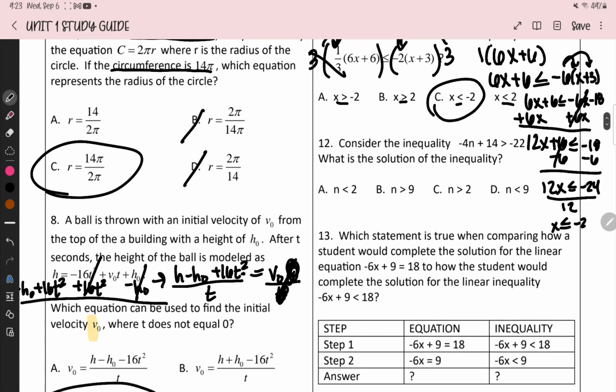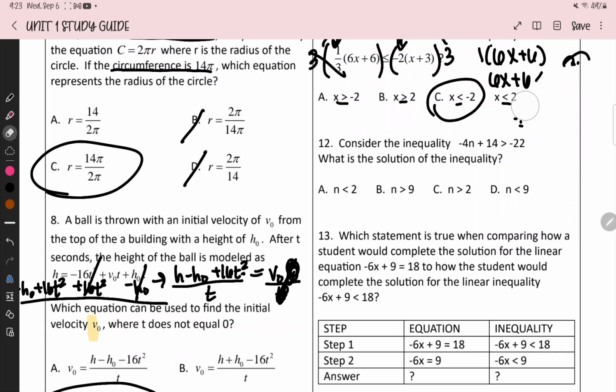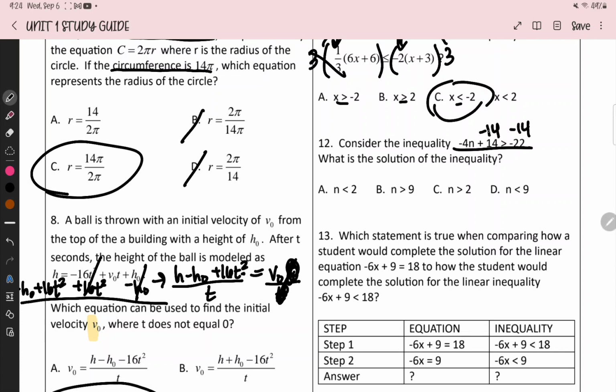All right, number 12 says consider this inequality. Just taking that off so I don't get confused. So what I would do is go ahead and solve it. I'd subtract 14 from both sides, and I'd have negative 4n is greater than negative 36. Divide both sides by negative 4. I divided by a negative, so I've got to flip my symbol. So n is now going to be less than positive 9, which is D.